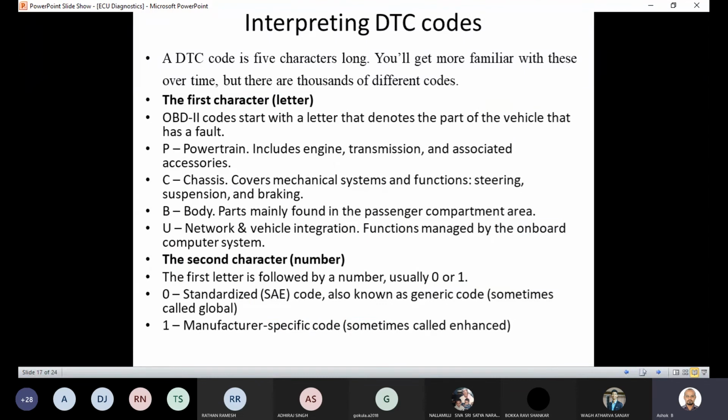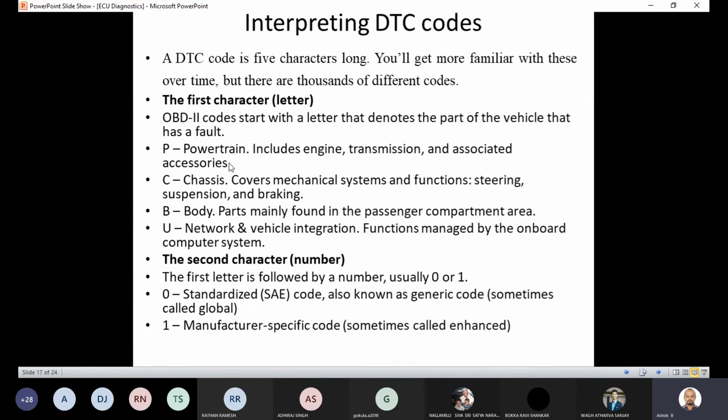It will give the entire vehicle related applications also. So how to interpret a diagnostic trouble code? Basically a DTC code is 5 characters long. You will become familiar with this over time once you start to see those codes. Basically there are 4 different types of codes generated: P codes, C codes, B codes and U codes.